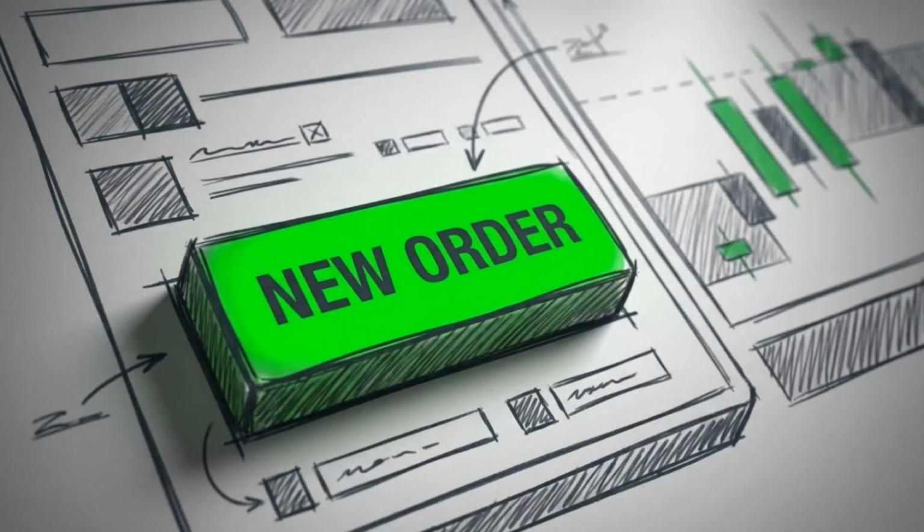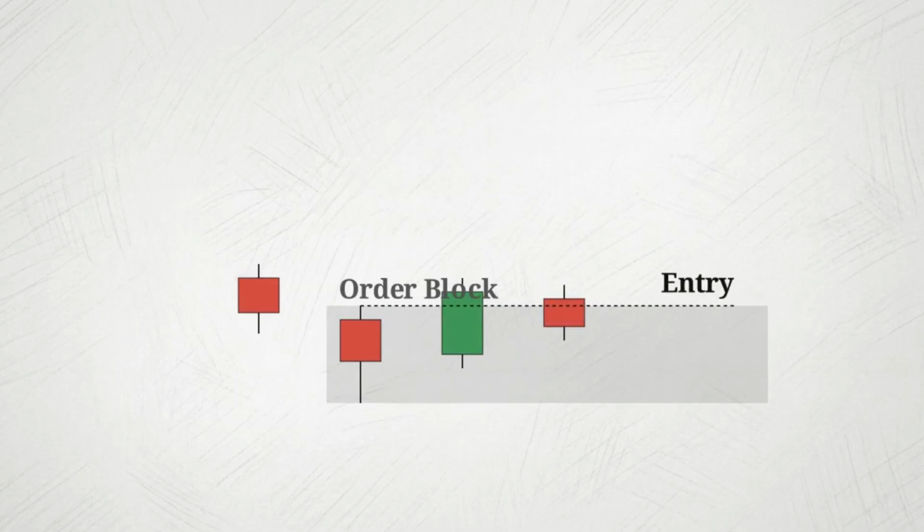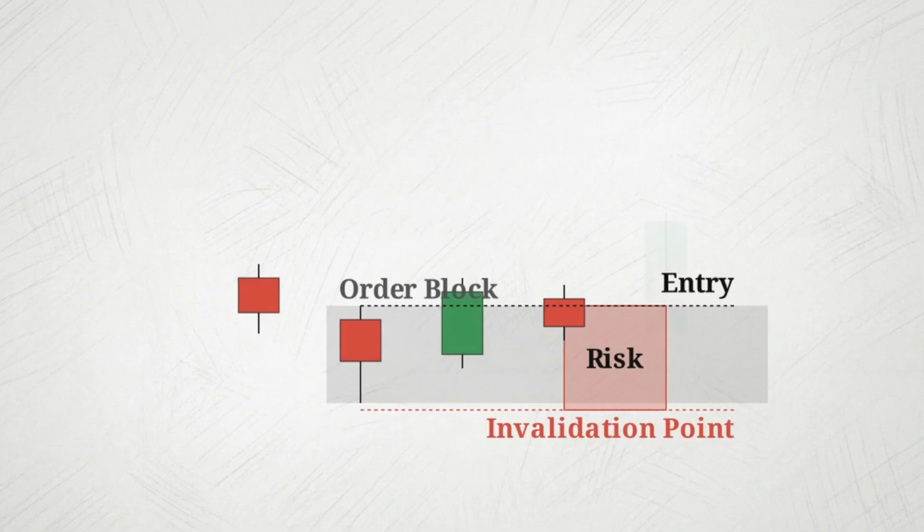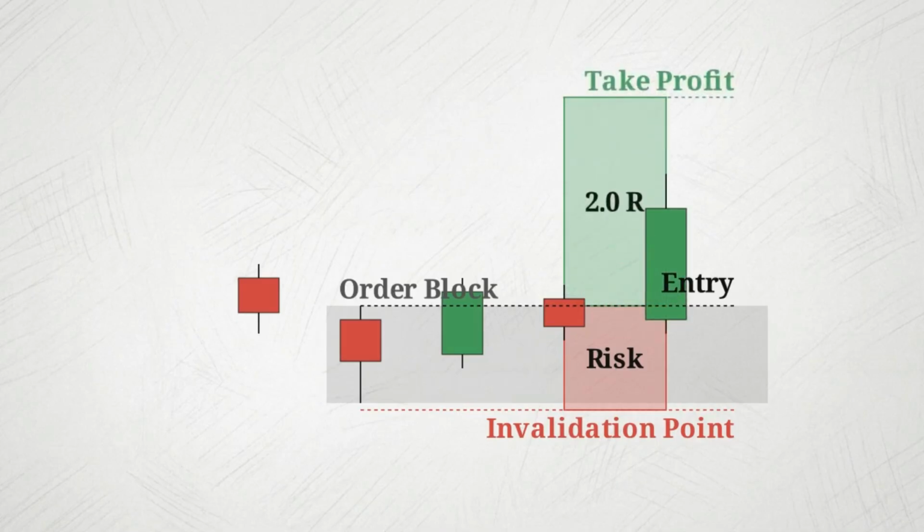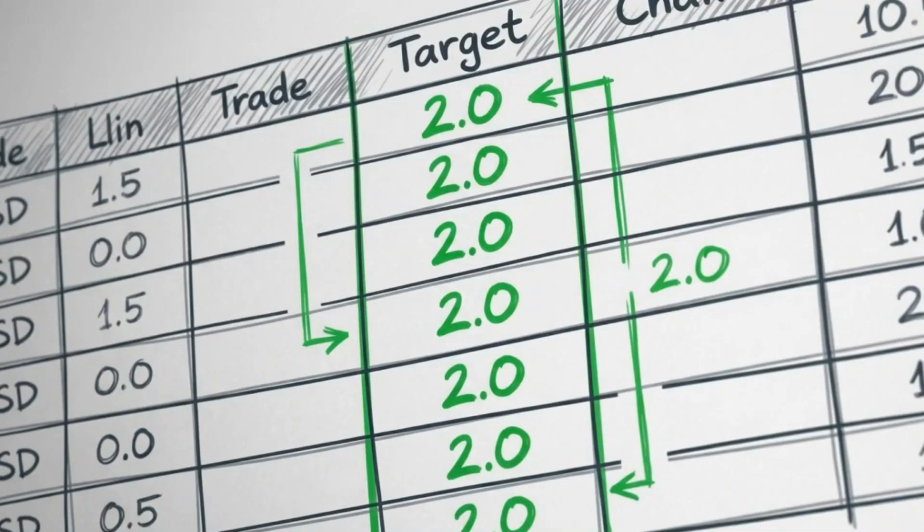Once the 15-minute candle closes and confirms the shift, you are ready to set your orders. Place your order at the order block created by the shift. Your stop loss goes just beyond the lowest wick of the reversal pattern. If price reaches here, the setup is invalidated. Finally, set your take profit to exactly twice your initial risk. Using the same ratio on every trade makes your exits objective and repeatable.